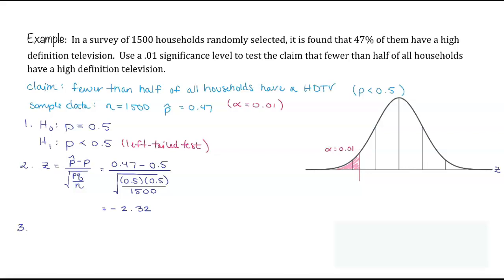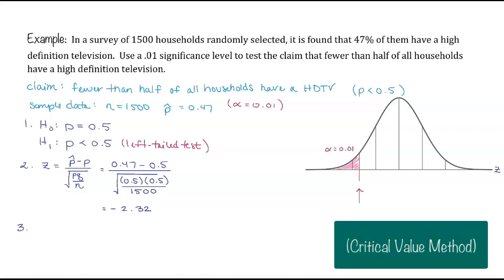Next, we find either the critical value or the p-value. I'll show you both options here. Remember that the critical value is the score that cuts off the tail corresponding to alpha. So in order to find our critical value, we need to find a z-score that has a left area of 0.01. You can use your z-table and look in the body of the table to find the area closest to 0.01, or you can use the INV norm function in your calculator. Either way, we find the critical value is equal to negative 2.33.